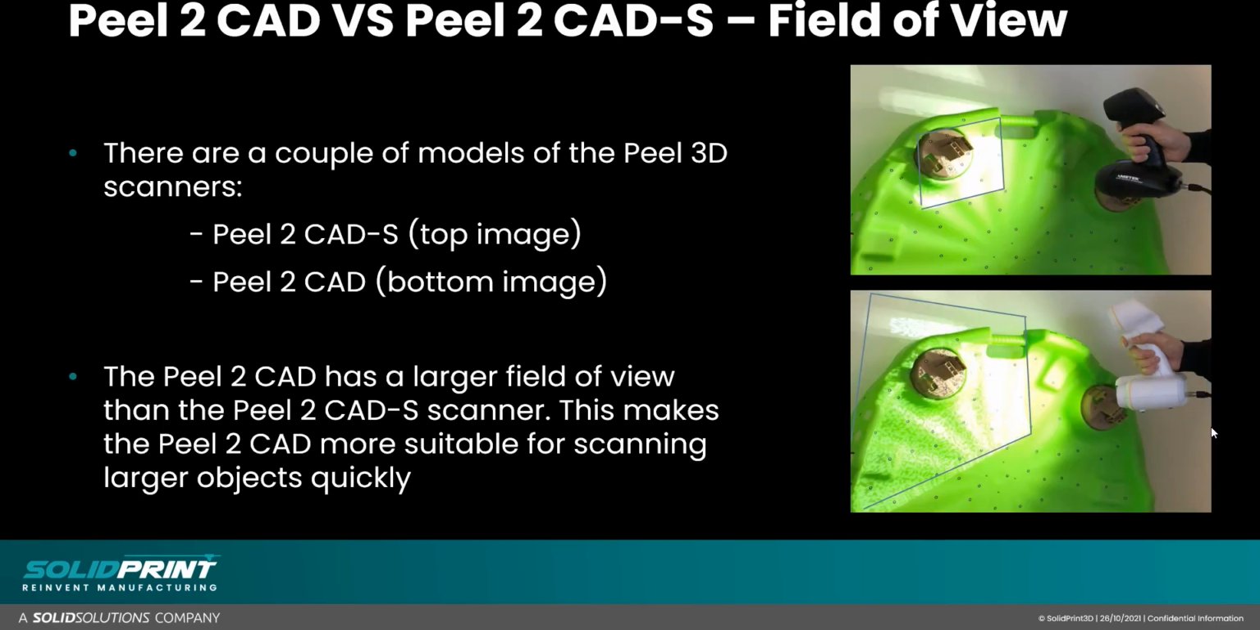One of the things that's important to be aware of is a scanner's field of view. Essentially what this is, is how much the scanner is actually able to see per scan. So there's actually two models of the Peel 3D scanners. There's a Peel 2 CAD-S model and there's a Peel 2 CAD model. As you can see from the images on the right, the Peel 2 CAD-S in the top image has a much smaller field of view compared with the Peel 2 CAD scanner on the bottom. This makes the Peel 2 CAD much more suitable if you're scanning larger objects, and the Peel 2 CAD-S if you're scanning smaller objects.